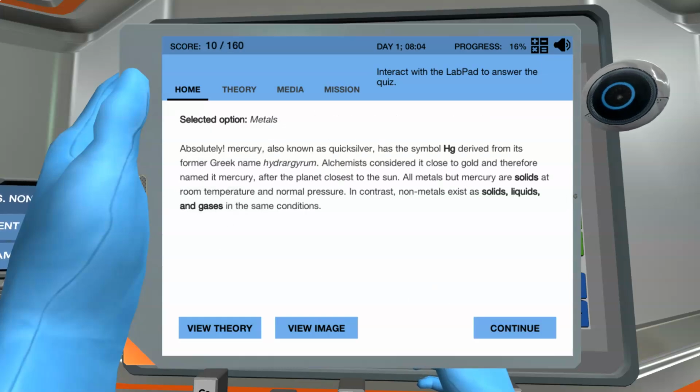Absolutely. Mercury, also known as quicksilver, has the symbol Hg derived from its former Greek name hydrargyrum. Alchemists considered it close to gold and therefore named it Mercury, after the planet closest to the Sun. All metals but Mercury are solids at room temperature and normal pressure. In contrast, non-metals exist as solids, liquids, and gases in the same conditions.